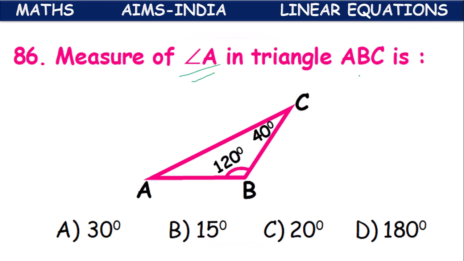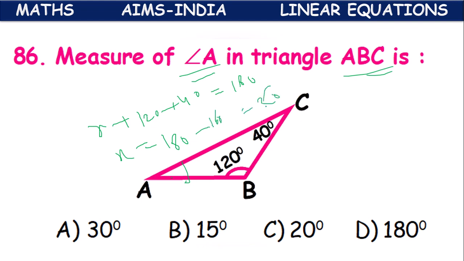Measure of angle A in triangle ABC. In triangle ABC, the sum of 3 angles is 180. Angle A we don't know. Let it be x. x plus 120 plus 40 equals 180. So then x equals 180 minus 160, which is equal to 20 degrees.